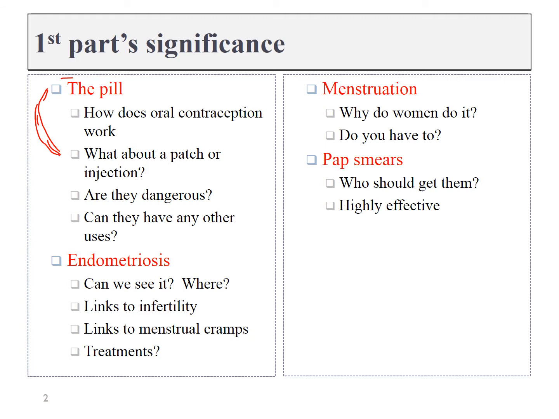We'll also talk about other forms of birth control and any dangers, there really aren't, and other uses that they may have. That will lead us to the topic of endometriosis. We'll have to learn what this is, where it's located, and how it can be treated. We'll talk about why women menstruate. I won't actually have a very good answer for this, but we'll talk about the process of menstruation, and then we'll move on to pap smears and discuss who should get screened, starting when and why.